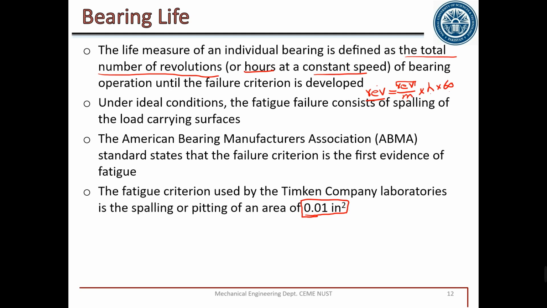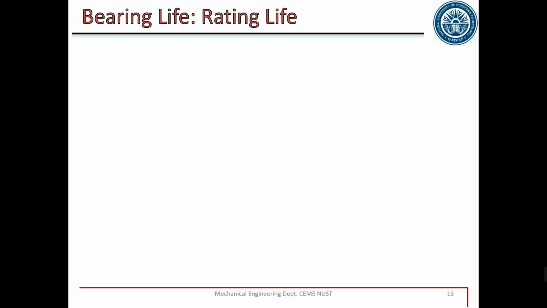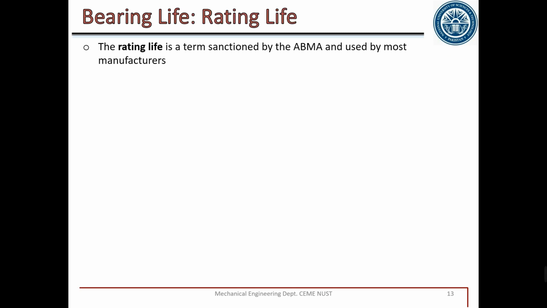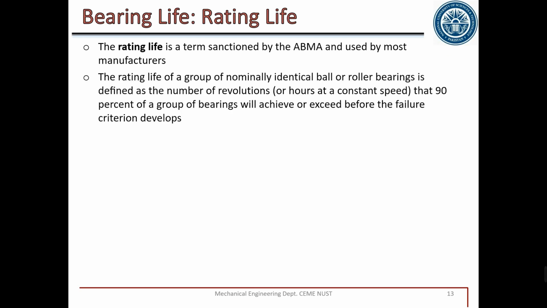That failure criterion is used for the test for checking the failure of bearings, and then a number of bearings are tested. Based on the tested data, we have bearing life. What is the bearing life? Let's see here. The rating life. The rating life is a term sanctioned by the ABMA, American Bearing Manufacturers Association, and used by most of the manufacturers. And what is it? The rating life of a group of nominally identical ball or roller bearings is defined as the number of revolutions that 90% of the group of bearings will achieve or exceed before failure.